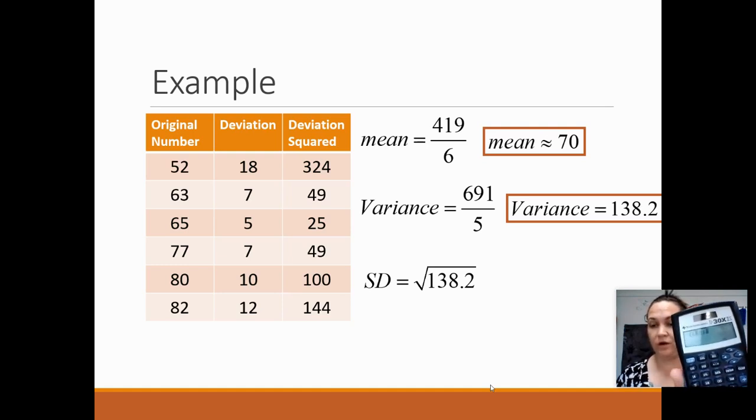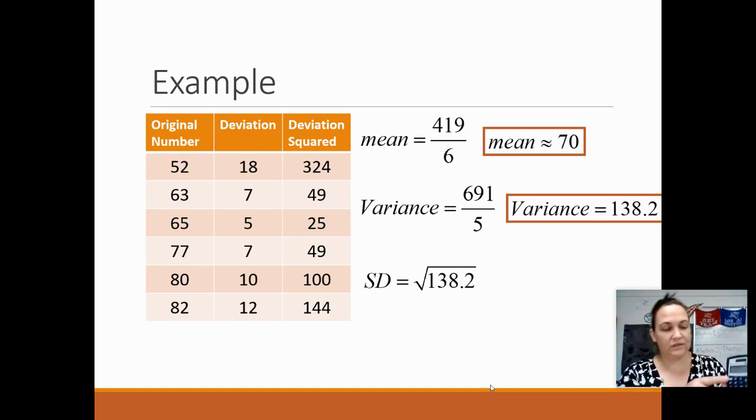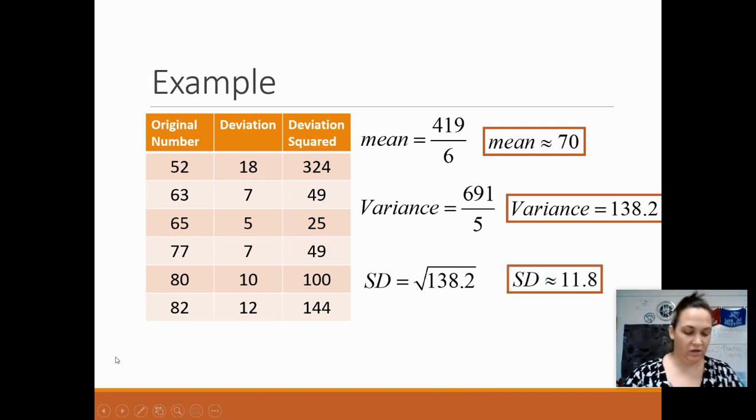Okay, so square root of the answer. Again, that was second x squared, and then second the negative button. And then that will give me my standard deviation. And this time I did round it to 11.8.